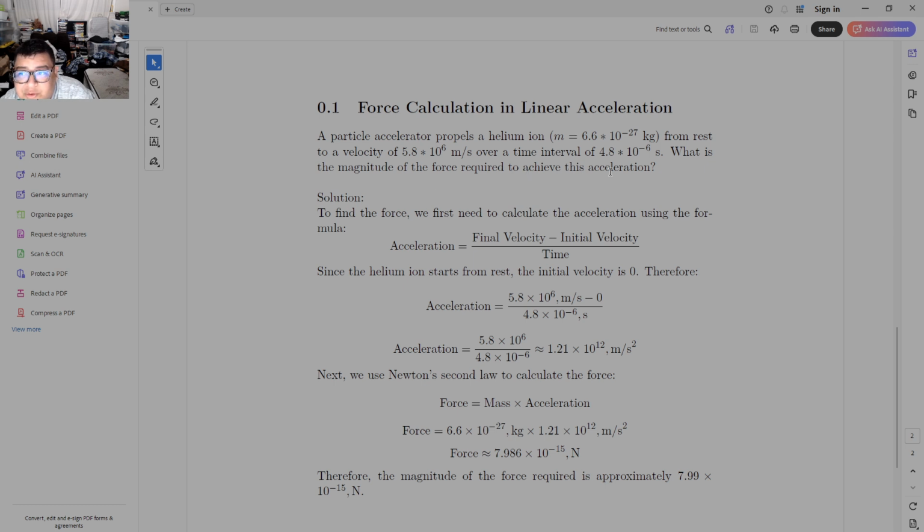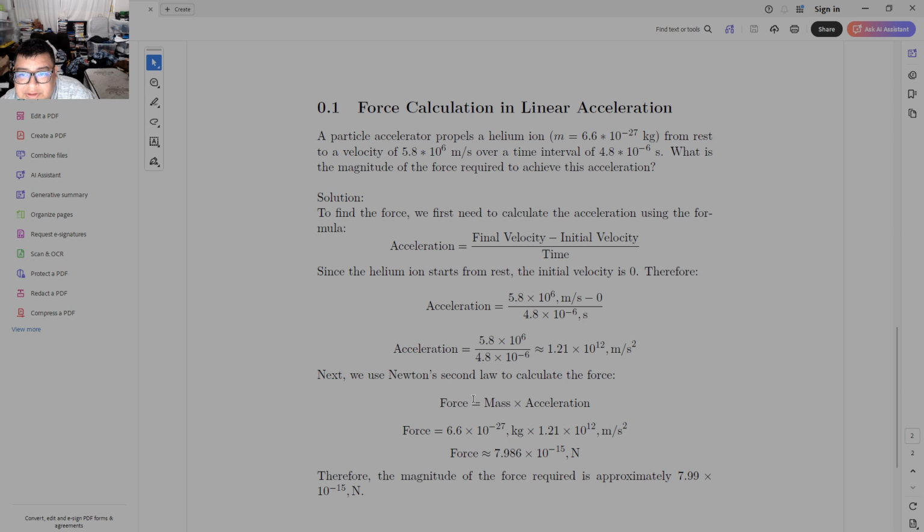So when they said force, we probably have to start thinking about Newton's second law, which says force equals ma, force equals mass times acceleration. And what do they give us? What does that formula require? It requires mass and acceleration. So if we have mass and the acceleration of the helium ion, then we can compute the force required to achieve the acceleration.